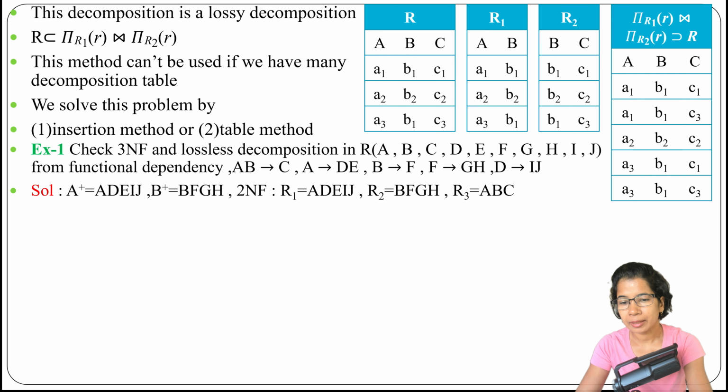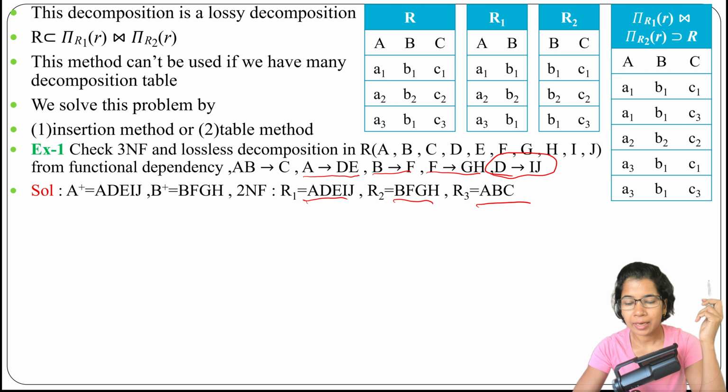There will be three tables in 2NF: A, D, E, I, J; B, F, G, H; and A, B, C. Now in 3NF, here B F and F G H: BF will be in one table, FGH will be another table, that is a transitive dependency. For transitive dependency we should separate, and ADE will be one table, DIJ will be another table. Okay, that is transitive dependency.